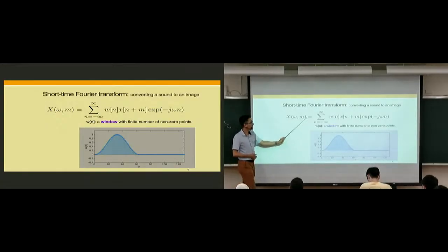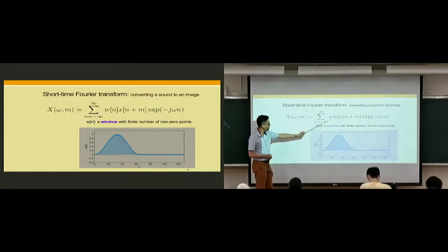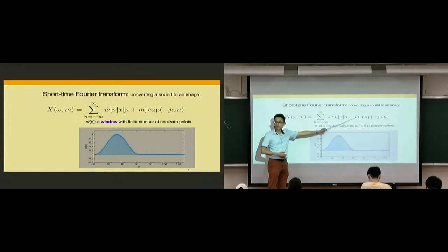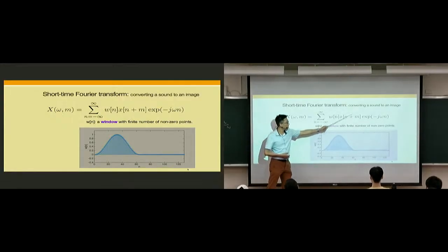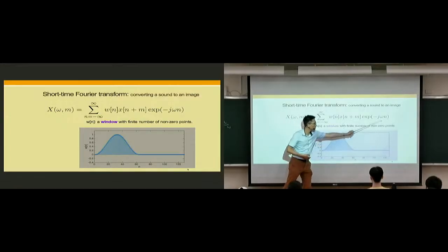Then multiply that result with the window, and the result is a function of n, right? So in the summation, that m is fixed. The summation is over n, okay? So shift your signal to the left by m samples. After that, multiply with the window, and then take the DTFT of the result of the product. The summation index is n.